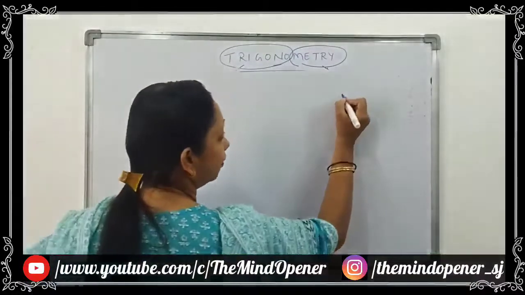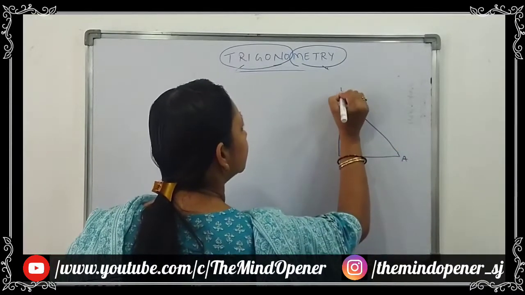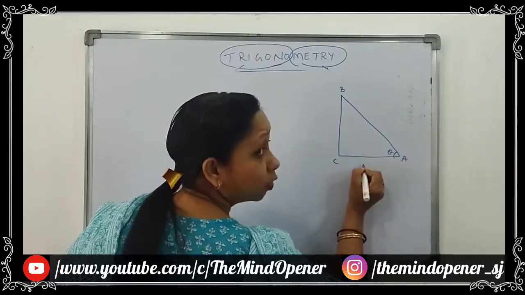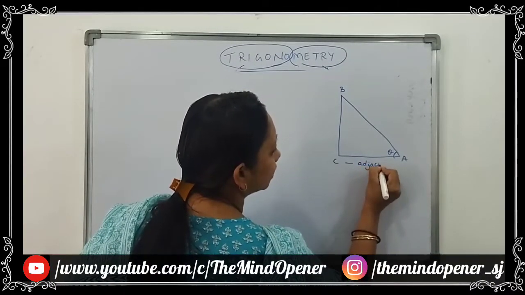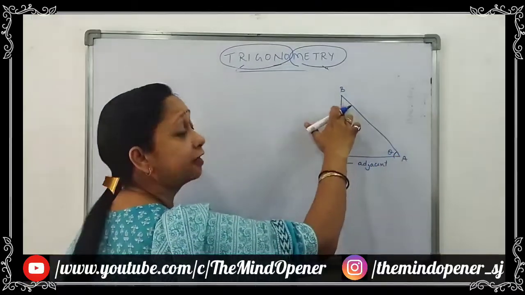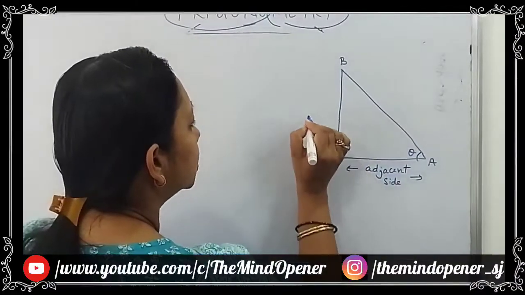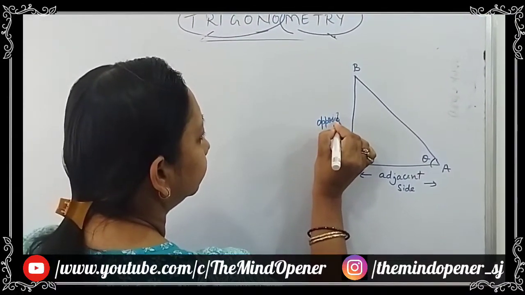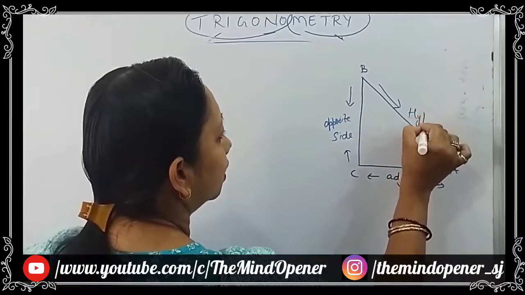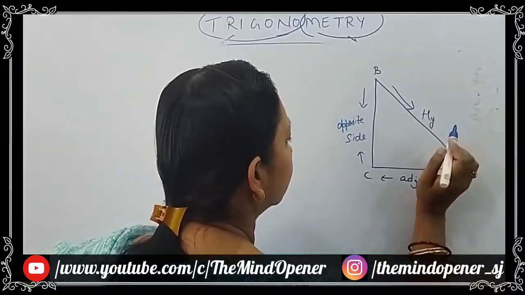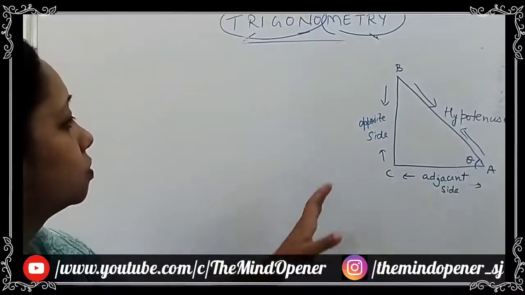So that triangle only I'm making here. Suppose this is A, B, C, this is theta. What was this? Can anyone answer? This was the adjacent side. With respect to this theta, of course, when the theta is different, the adjacent side will be different, so you have to keep that in mind. So this is the adjacent side. This one was the opposite side, and this one is the hypotenuse. Okay, this we have studied already.